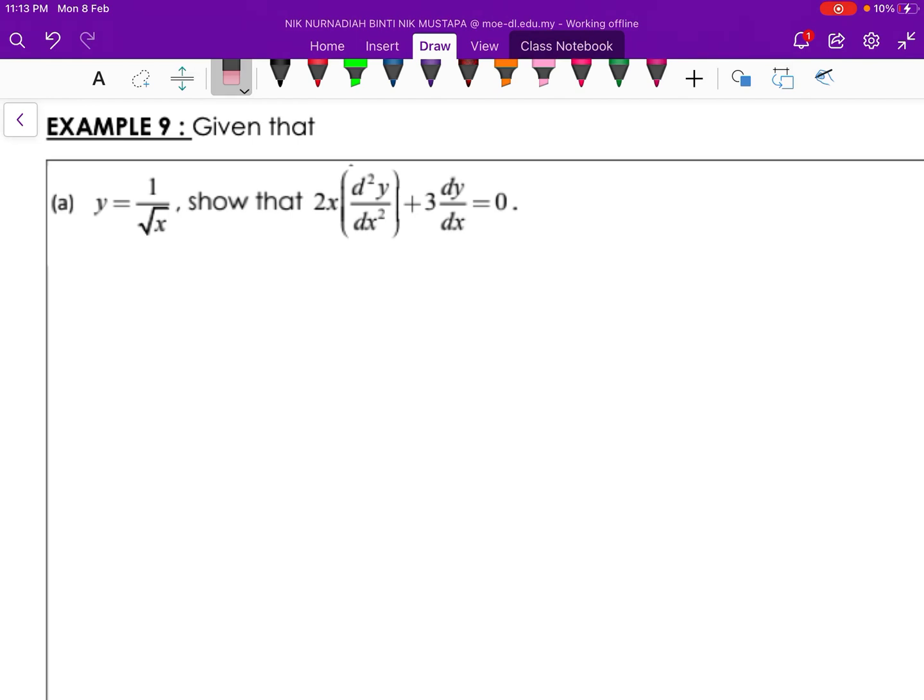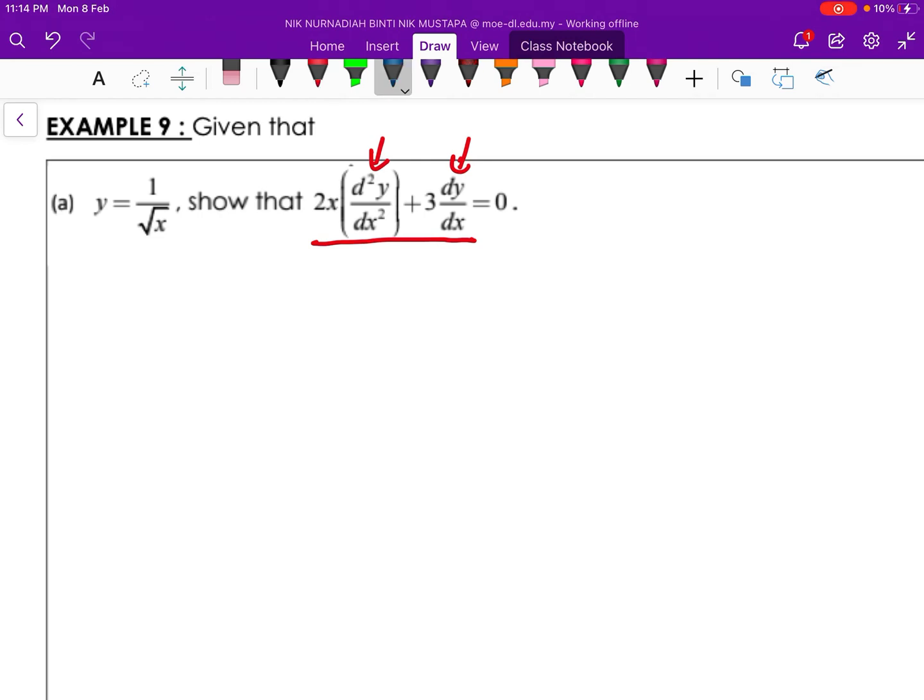Lepas tu ada differentiate kali kedua. Lepas tu kita kena sub everything into calculation yang soalan akan bagi dan buktikan dia tu sama dengan kosong. Kita kena tunjuk. Kita masukkan d2y over dx square, kita masukkan dy dx dalam equation ni. Kita dapat tunjuk yang dia tu sama dengan kosong. Okay, itu aim dia untuk example 9 ni.